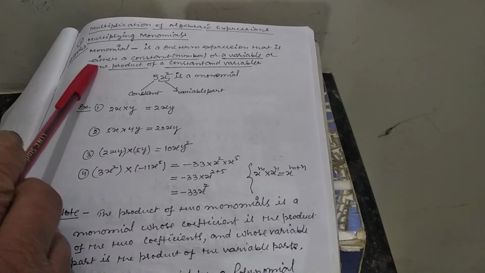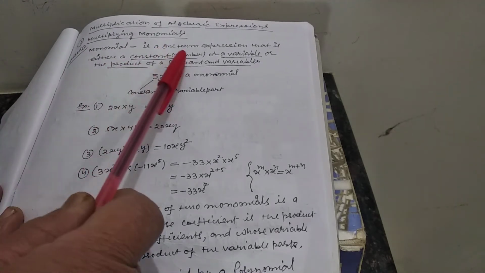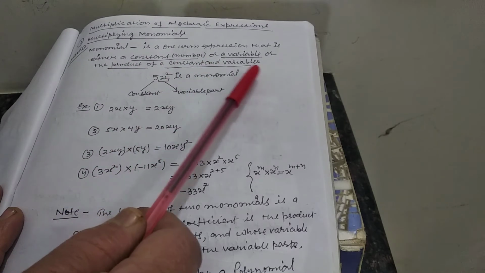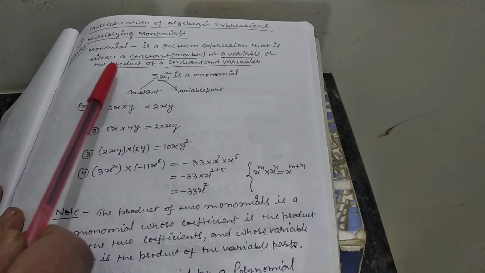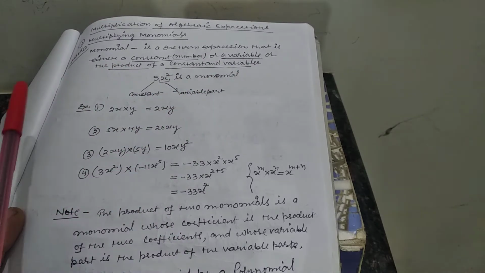So what is monomial? Monomial is a one-term expression that is either a constant number or a variable, or the product of a constant and variable.